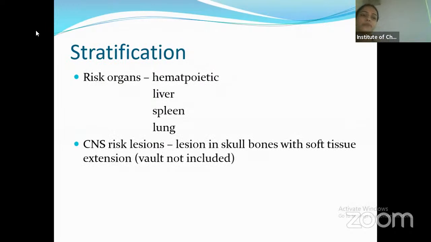Before going to the treatment part, the patients are divided into 3 groups based on risk organ involvement. Risk organs are the hematopoietic system, when there is anemia of less than 10 hemoglobin, thrombocytopenia, and lymphocytopenia; and the liver, when there is hepatomegaly of more than 3 centimeters, deranged liver enzymes, edema, or hypoalbuminemia. Spleen, when there is splenomegaly, and in case of lung, an abnormal chest X-ray. CNS risk lesions are lesions in skull bones with soft tissue extension.